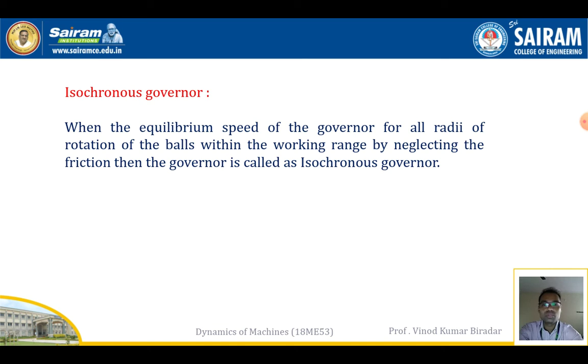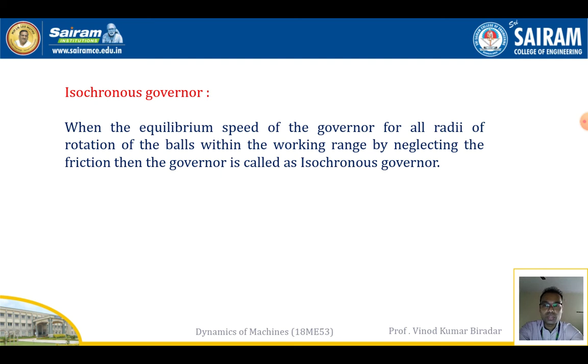Two more questions they may ask you in the examination. Define isochronism of a governor, and they may ask you a direct question or a problem. Isochronism of a governor is when the equilibrium speed of a governor is the same for all radii of rotation of the ball within the working range, neglecting friction. Then the governor is called an isochronous governor.